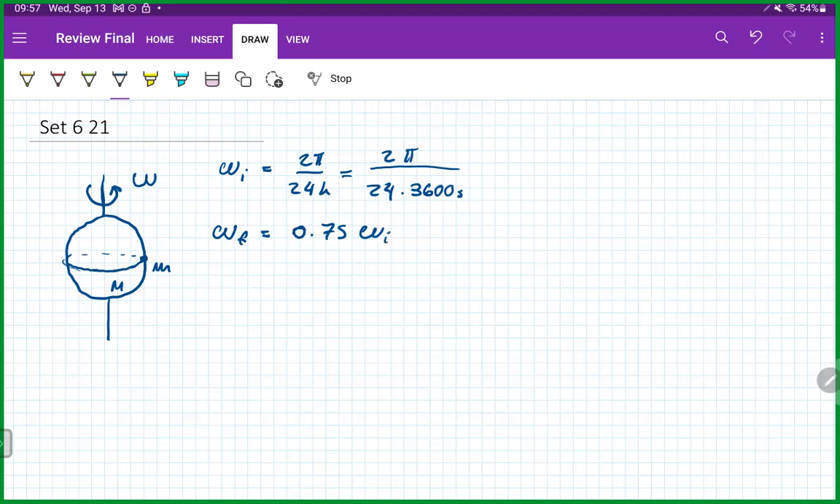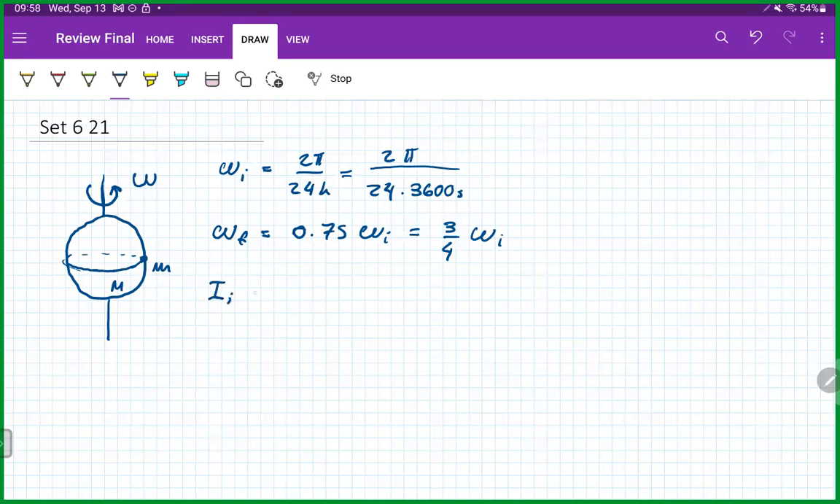So that's the final angular speed of the Earth after the collision. It needs to be 75% of the initial velocity. So we have basically 3/4 here, right? Omega I initial. And now what we can do is write the moments of inertia of the two stages.